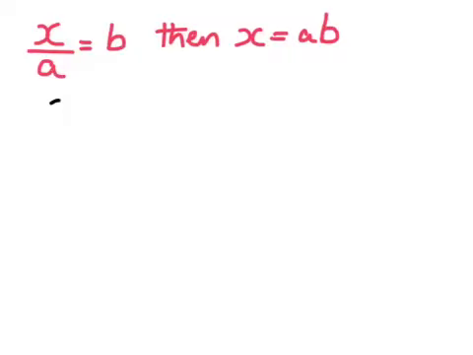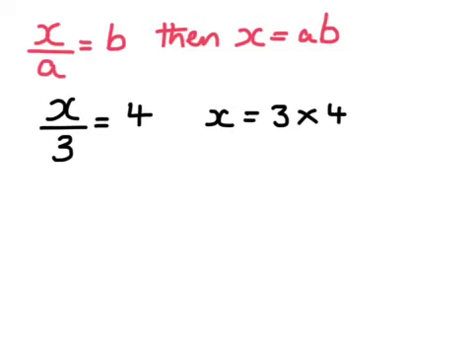So moving on to examples, if I had x over 3 equals 4, then very simply to get the solution, x here is going to equal these two numbers multiplied together. So again, it's like a diagonal line where I multiply across the diagonal. So it's going to be 3 times 4. And x is going to equal 12.